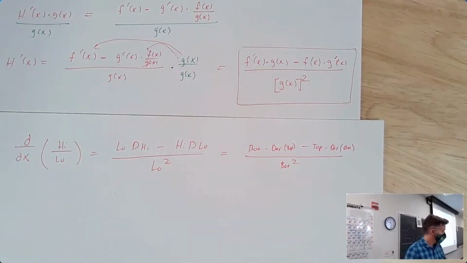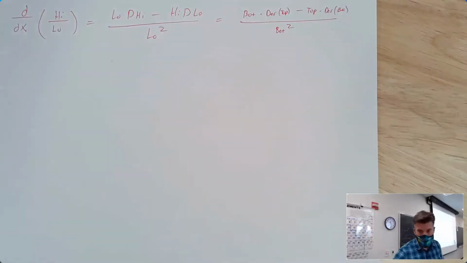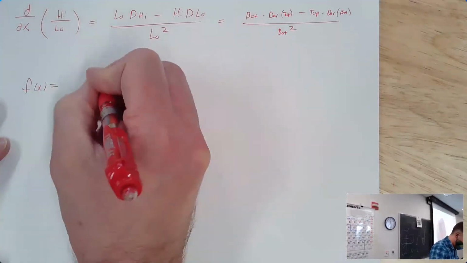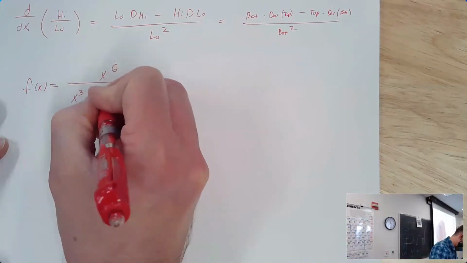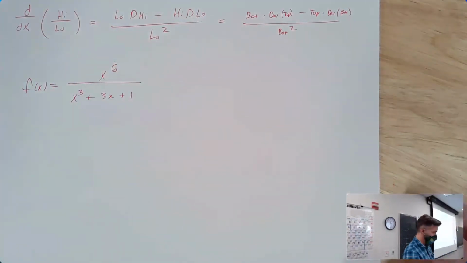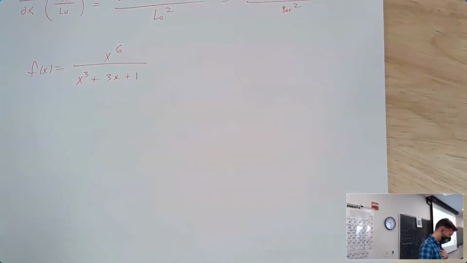Okay, so now that we have the quotient rule, we can find derivatives of quotients that can't be simplified. For example, what if we had something like f of x equal to x to the sixth over x cubed plus 3x plus 1. So now we're going to just differentiate this with the product. I keep saying the quotient rule.